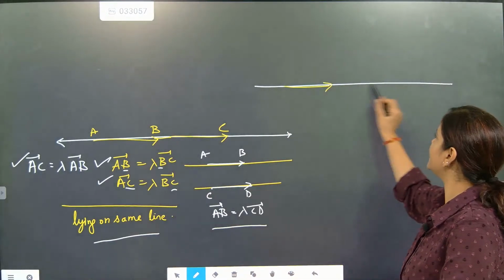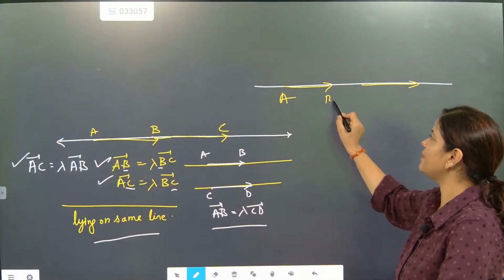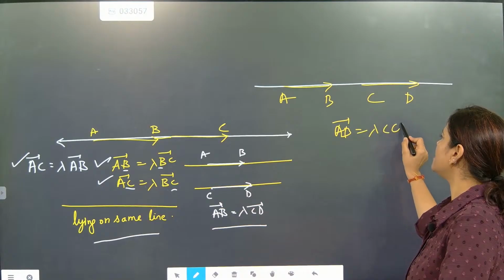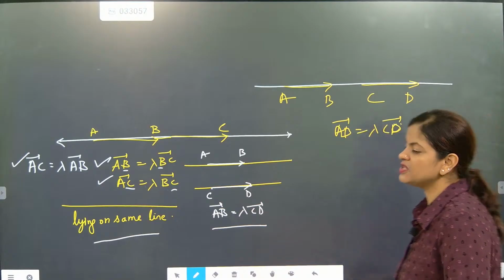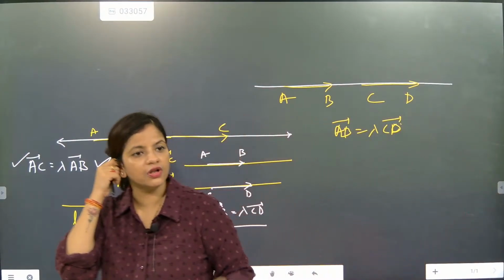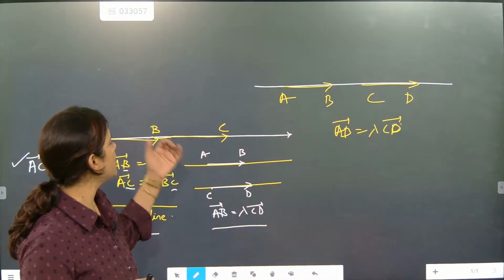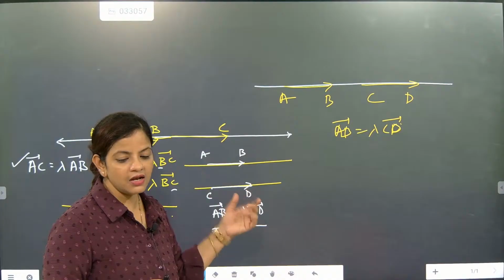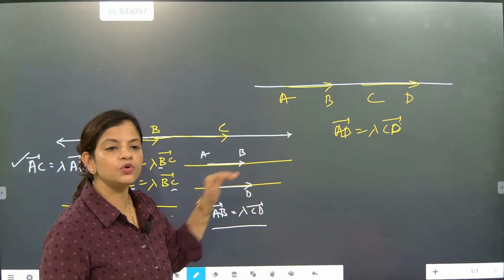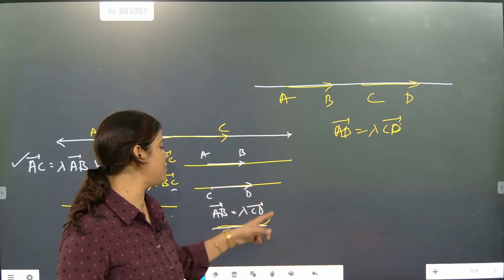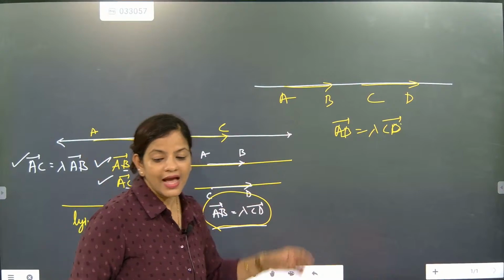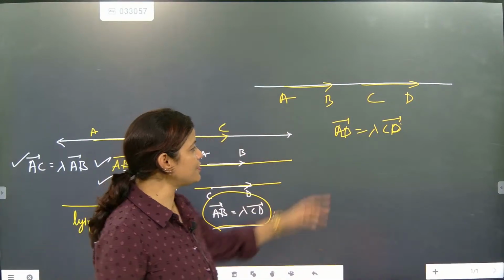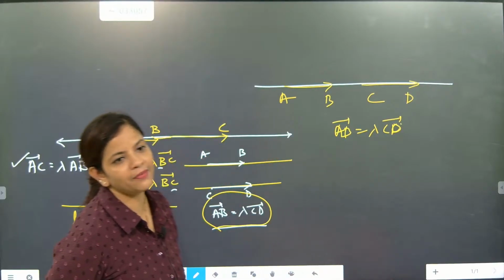Parallel means two vectors drawn on different lines. If you name them AB and CD, you write AB vector is equal to lambda CD vector. What conclusion have we drawn? When two vectors are parallel, they can come from two lines, and the representation is AB vector equals lambda CD. The same line can also give you two parallel vectors, and then the representation will be AB vector equals lambda BC. Understood?